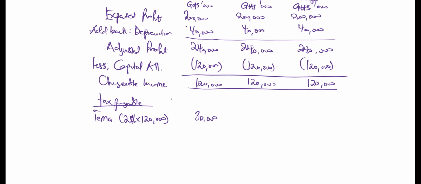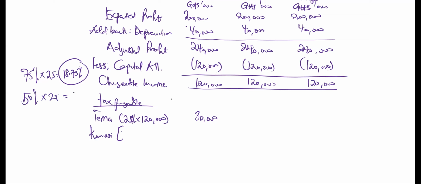But Kumasi is a regional capital, right? So being a regional capital means that in Kumasi, we are going to pay 75% of the original tax rate, which is 75% of the 25%, which means that we are going to pay 18.75%. Do you all agree? Right. Yes. Are you getting it?